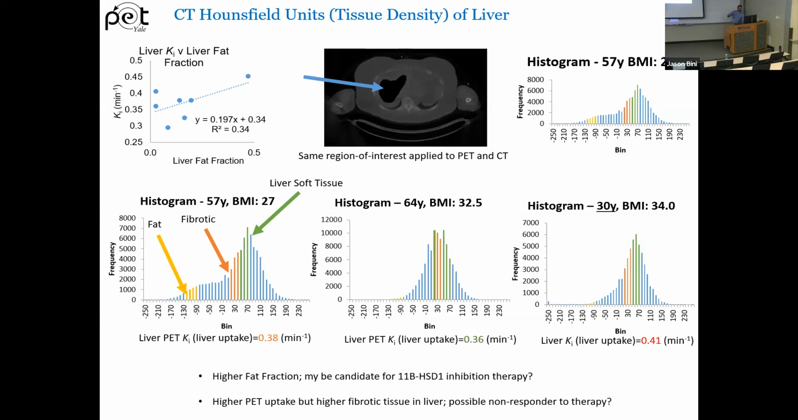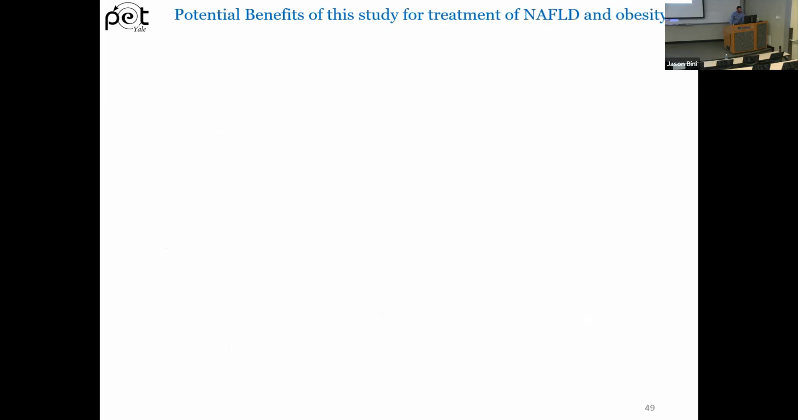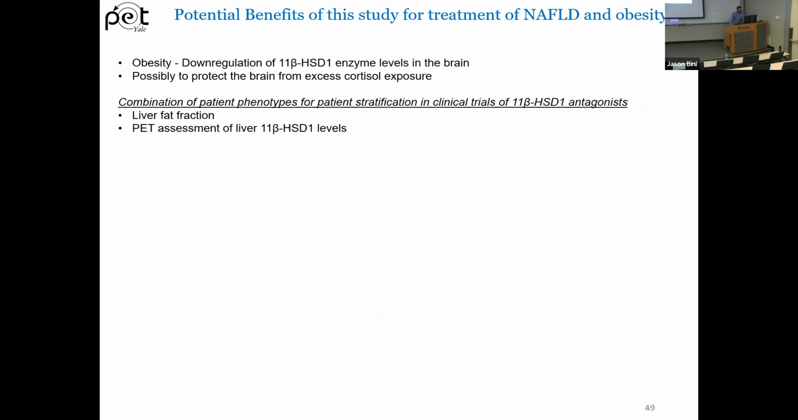If they have fat and a reasonably high uptake of this enzyme, can we give them an inhibitor to then try to reduce the fatty liver? Whereas someone on the far right here, they don't have a lot of fat in the liver and they have very high enzyme uptake. So if we're giving them the inhibitor, it really might not help. They may be too far along in the progression of the disease at that point. So it could be a way to stratify different patients.